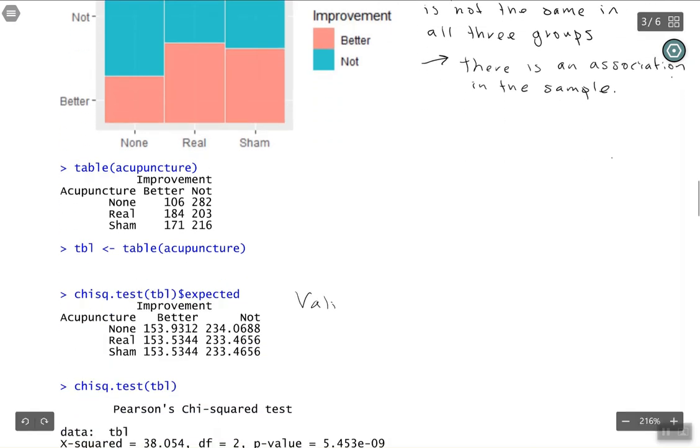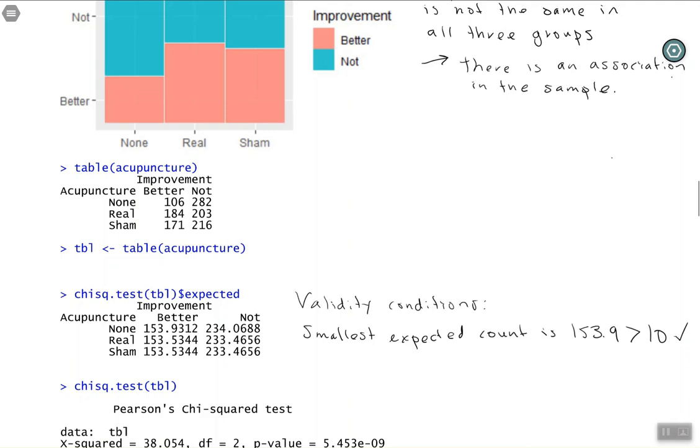So we're going to do a chi-squared test for this. So to check my validity conditions, I have to look at the expected counts. And here I just let R calculate them for me. I could have done the formula row total times column total divided by overall total, but I just took a shortcut here. So I can see that my smallest expected count here is 153.9. So plenty big enough. We want it to be at least 10, and it's bigger than 10. And so my validity conditions are met, right? I can do a theory-based chi-squared test here.